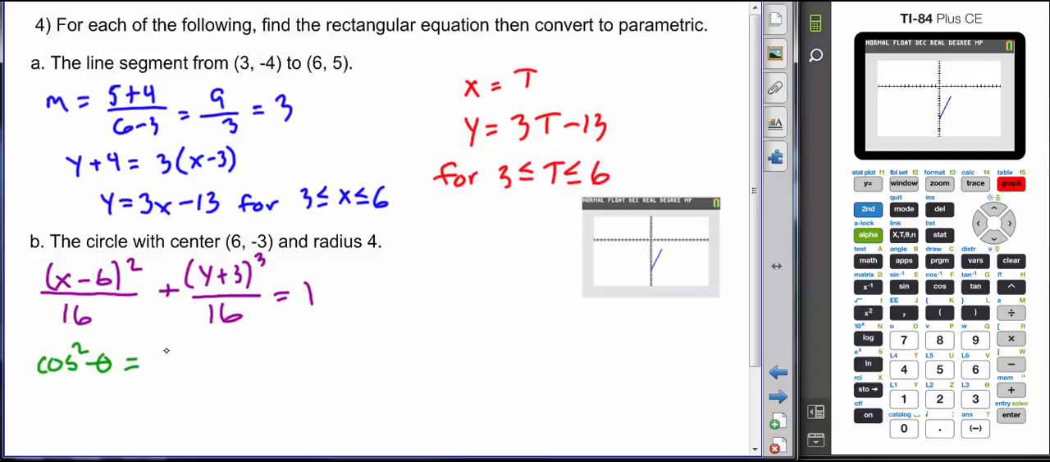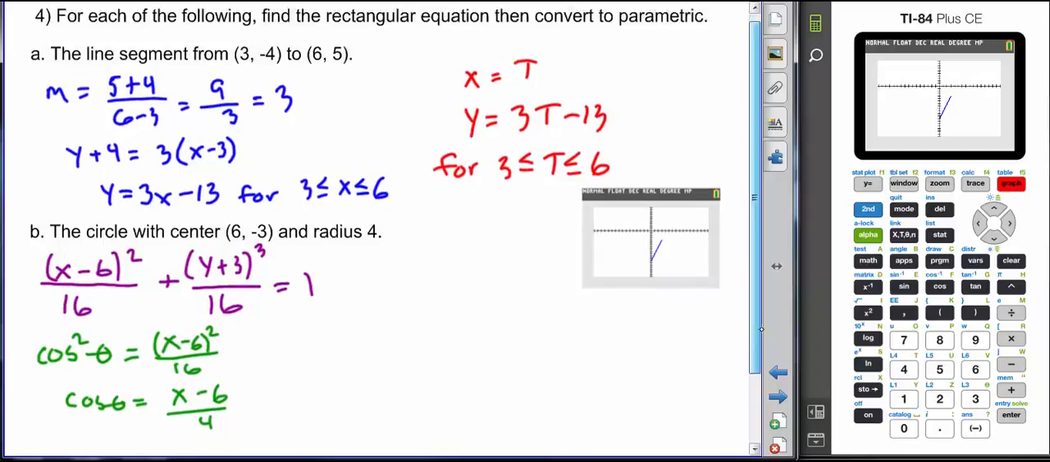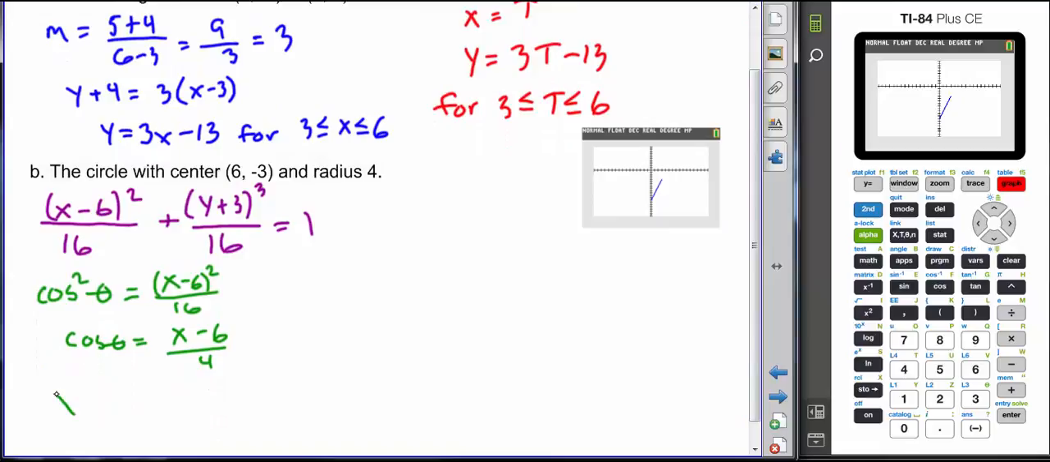I'm going to say cosine squared theta is (x minus 6) quantity squared over 16. And if you take the square root of both sides, we get cosine theta equals (x minus 6) over 4. And then if we multiply by 4 and add 6, we'd have x equals 4 cosine theta plus 6. I'm going to do the same thing with the second term. I know sine squared theta would be (y plus 3) quantity squared over 16.